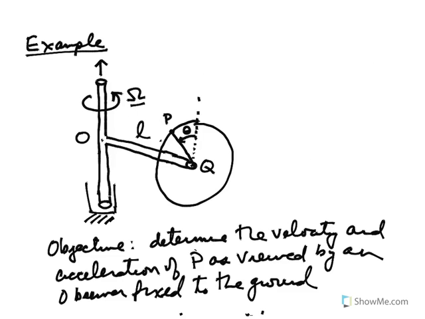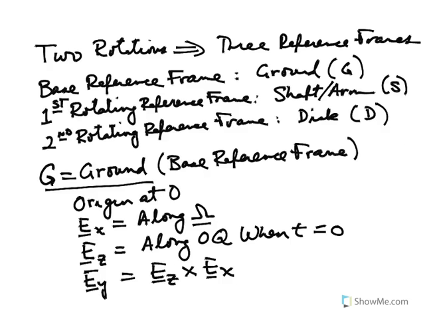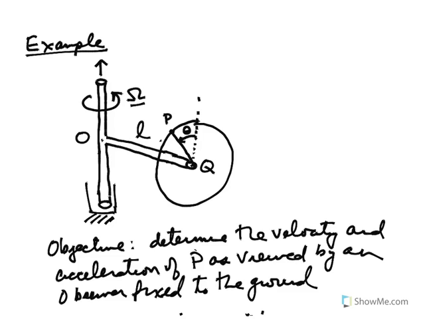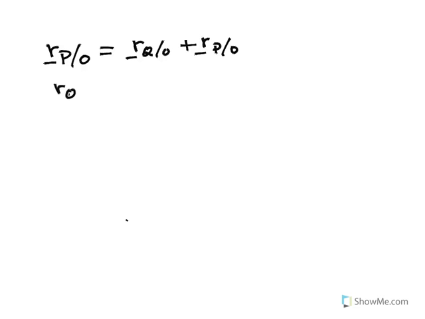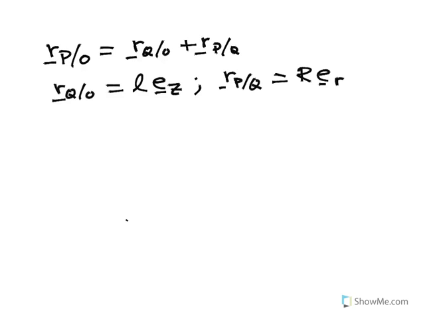It's equal to the position of Q relative to O plus the position of P relative to Q. Now, let's suppose I label the radius of this disk capital R. Then the position of Q relative to O is going to equal L times EZ, given the way I defined EZ, and the position of P relative to Q is going to equal R times ER.